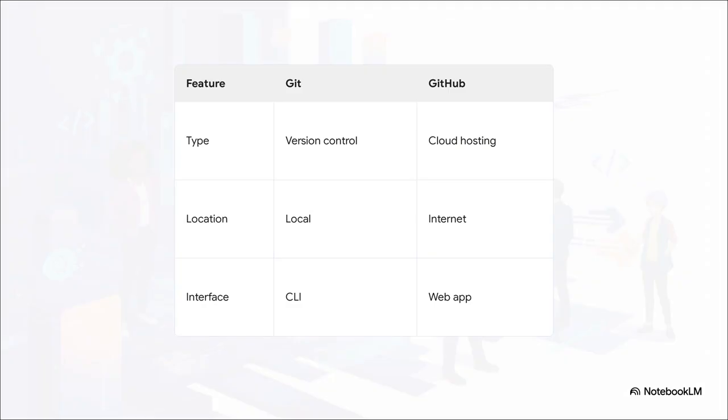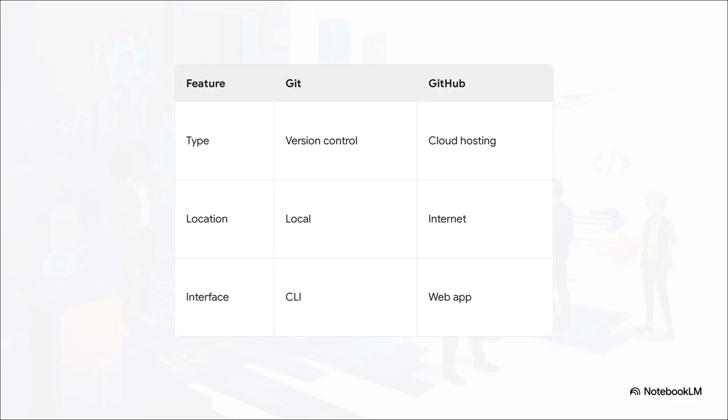When we compare the two side by side, the boundaries become really clear. Git is the underlying version control software. GitHub is the cloud hosting service. Git lives and runs completely locally on your computer. GitHub runs up on the internet. And while Git is primarily operated through text commands and a command line tool, GitHub gives you this rich, visual web application interface. Now, you don't actually need GitHub to use Git, but in modern development, combining them is 100% the industry standard.